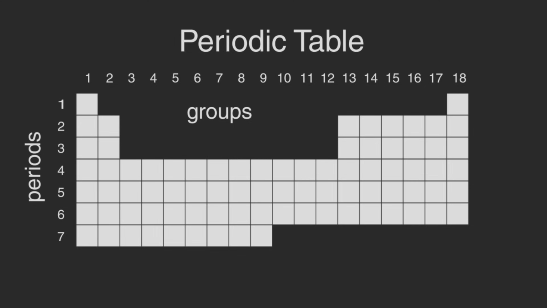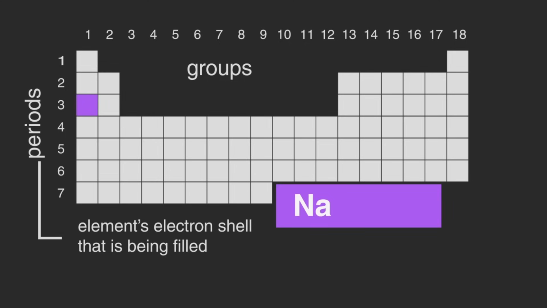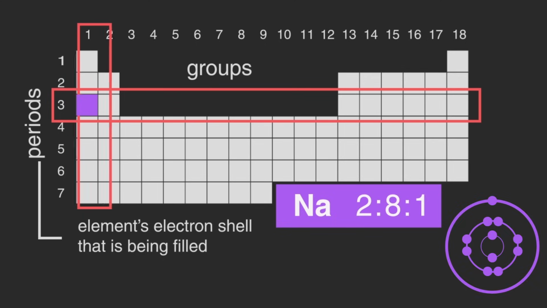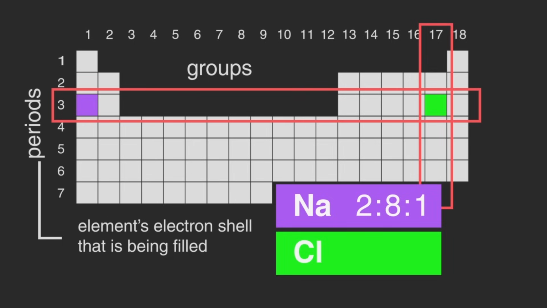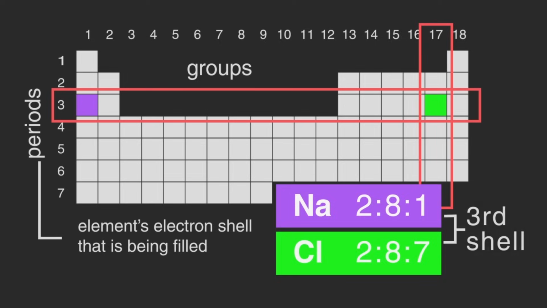Well, the period shows the element's electron shell that is being filled. For example, sodium, Na, in period 3, group 1, has the electronic configuration 2, 8, 1, whereas chlorine, Cl, also in period 3 but in group 17, has the electronic configuration 2, 8, 7. In both cases, it is the third shell that is being filled.